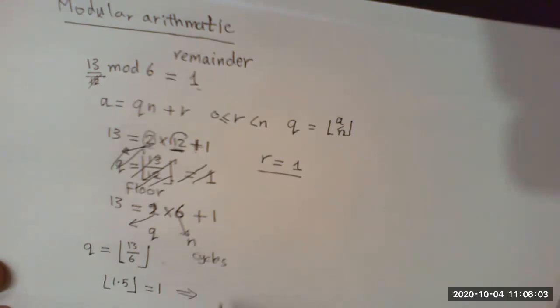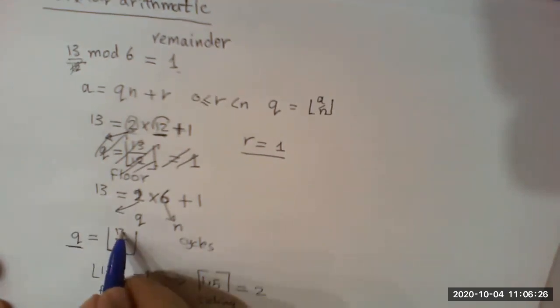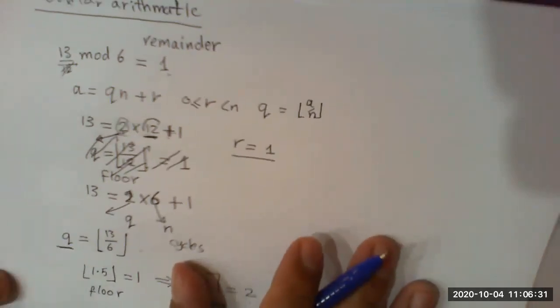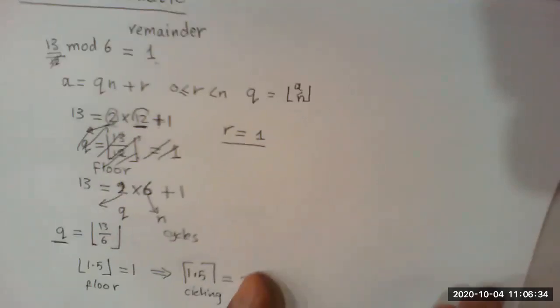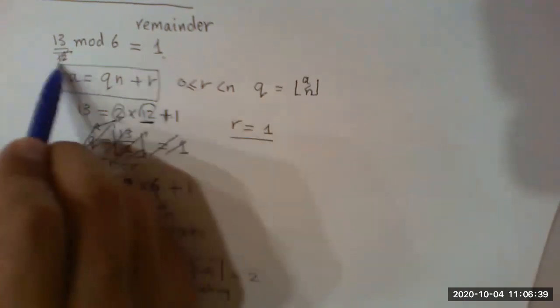If you remember the floor and ceiling, the ceiling is different compared to floor. The ceiling is 2 here. It is the next integer greater than 1.5, which is 2. So this is the ceiling, and this is the floor. So Q here is the floor of 13 over 6. And this way we can write any number as this formula, as we said in the remainder theory.